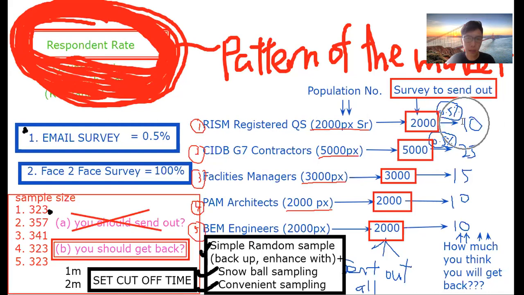This is the result you will get back. You know one, this is given already. Your result you will get back. I got 10 only. So be ready, everyone, be ready. So you already do additional support backup with enhancements, snowball sampling, convenience sampling, and so on.